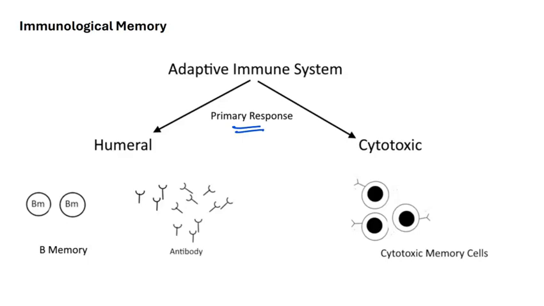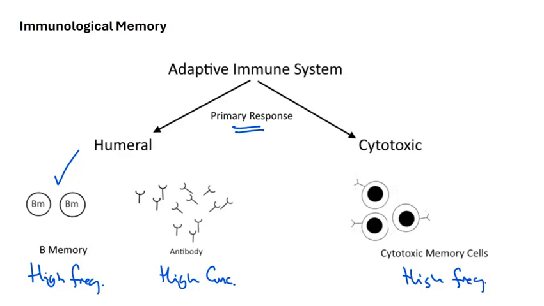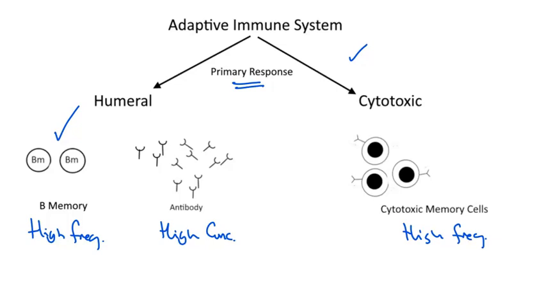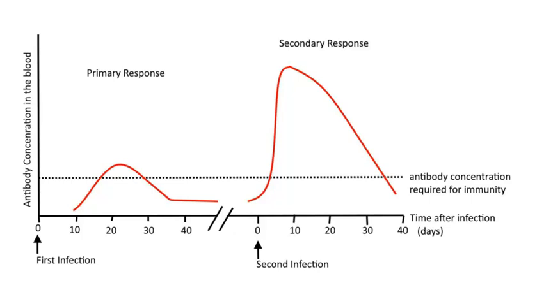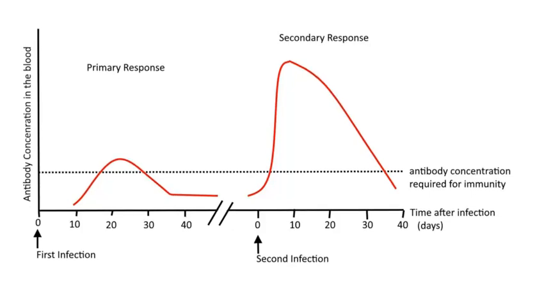And you'll recall from the mechanisms that I've shown you that we produce B memory cells, and those are in high frequency. And we produce antibodies, which are in high concentrations. And from the cytotoxic side of the system, we also have cytotoxic memory cells, and those are in high frequency as well. Remember that previously in the primary response, the frequency was much lower. Let's take a look at the primary response and the secondary response. This gives us a good framework on which to understand vaccination.